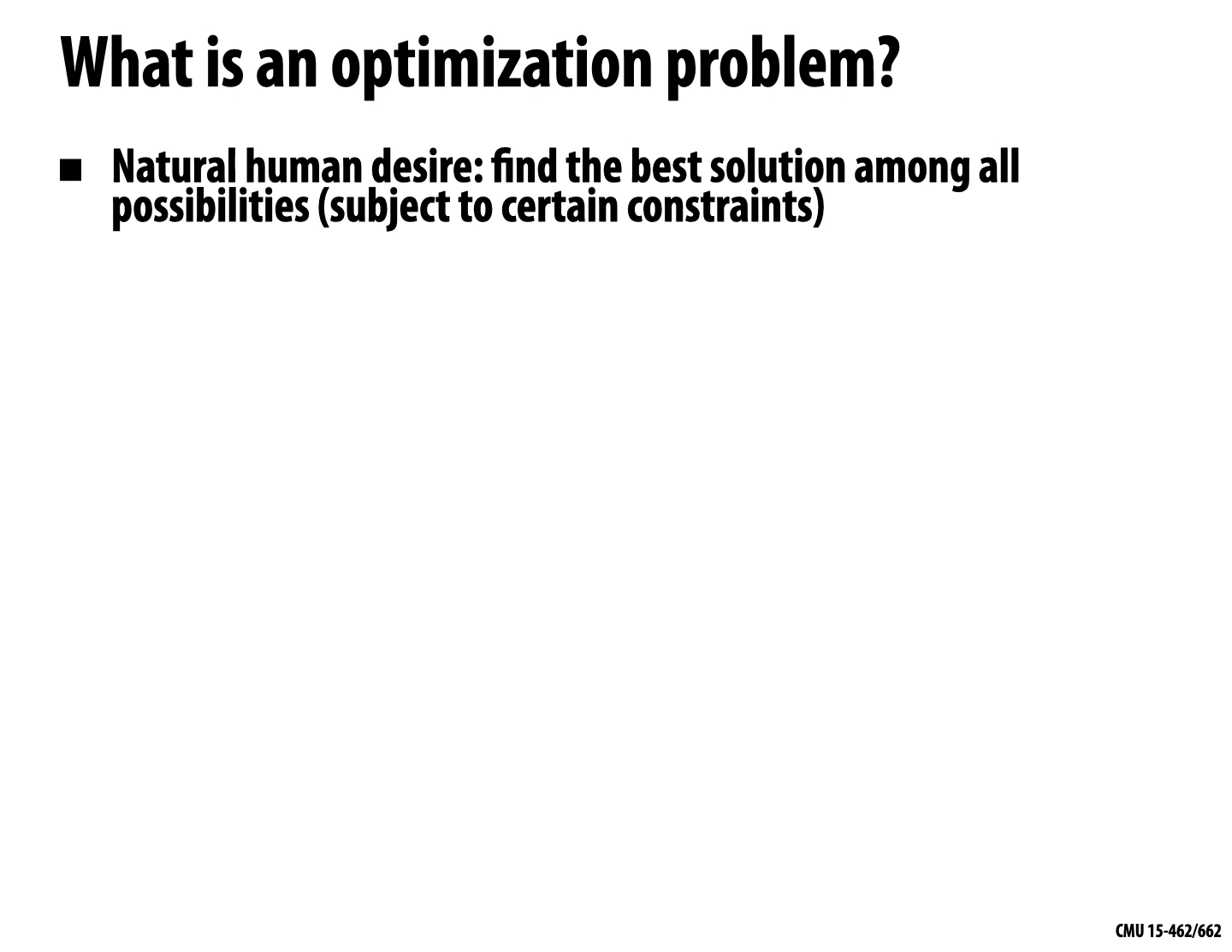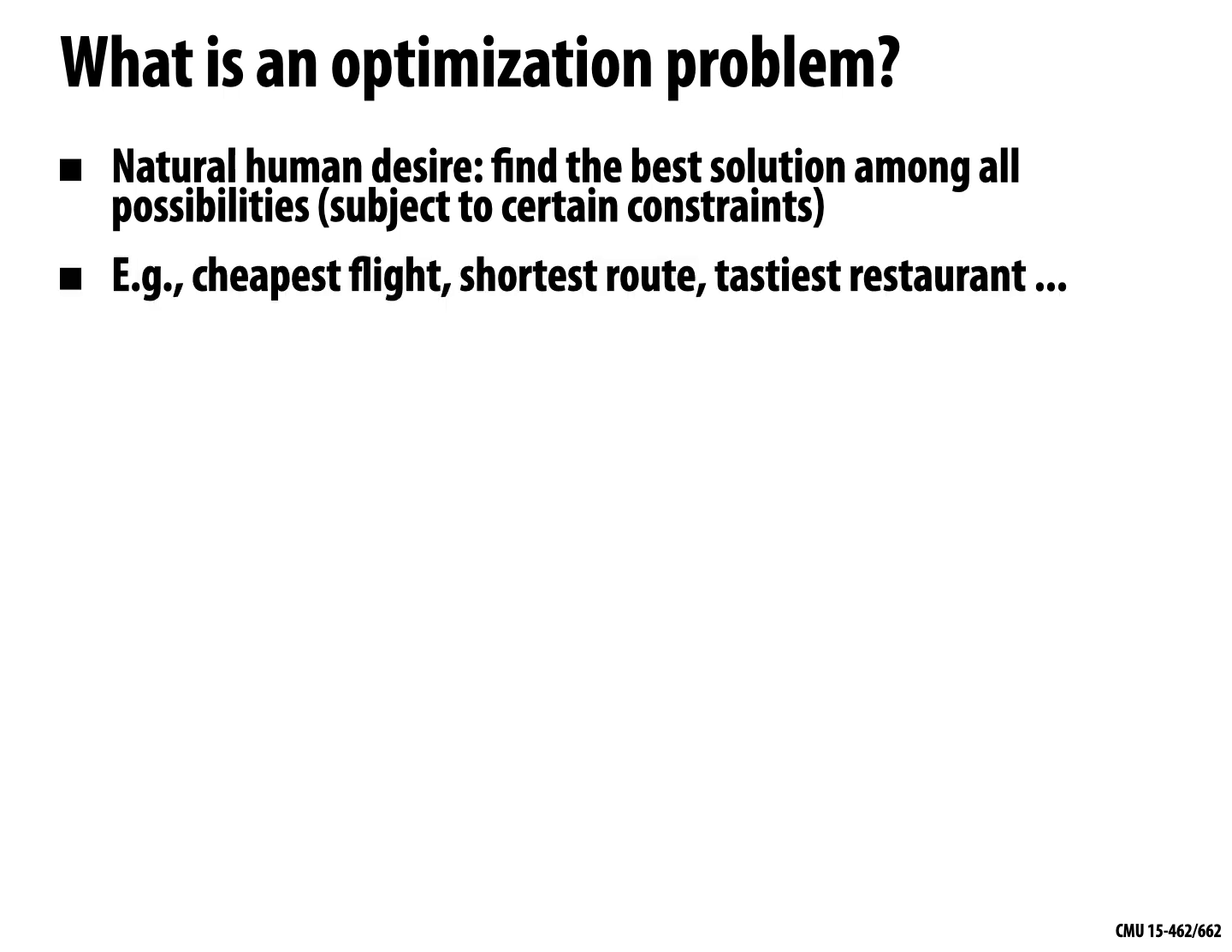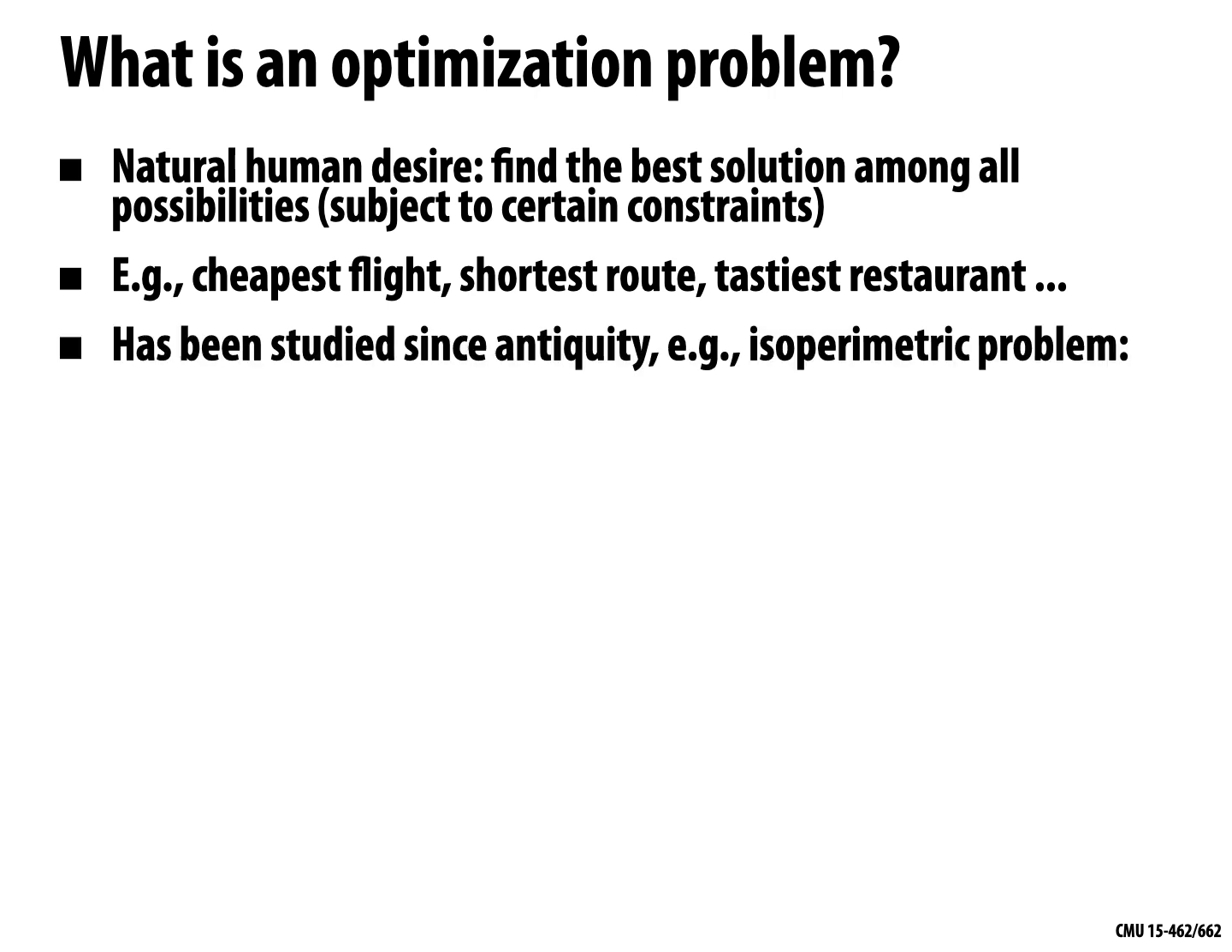Now, in reality, you typically also have some kind of constraints, right? You want the best possible solution, but you have some amount of money you're willing to spend or amount of time you're willing to spend on it, right? So you might want to find the cheapest flight, the shortest route, the tastiest restaurant, whatever it is. This general idea of optimization has been studied since the dawn of time.